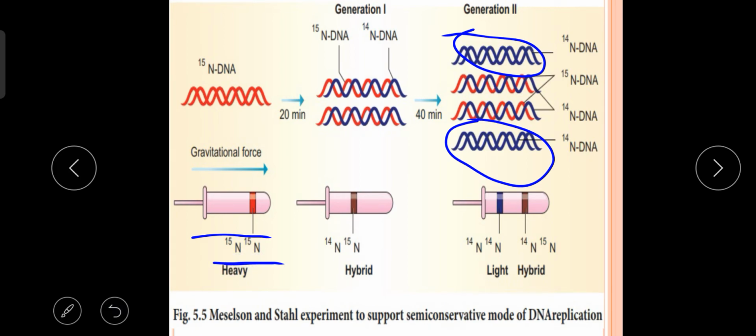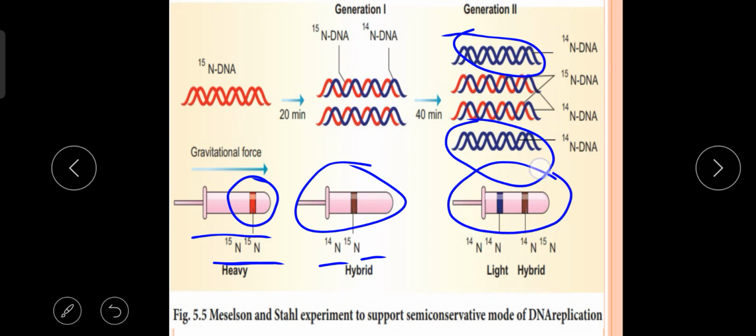Okay, this one is the parent DNA because both strands contain 15N. Now here, see in the second container, this is the hybrid DNA where one strand is 14N and one strand is 15N. And in the last container, you can see the blue one. This blue one is the light DNA and this reddish one is the hybrid DNA.